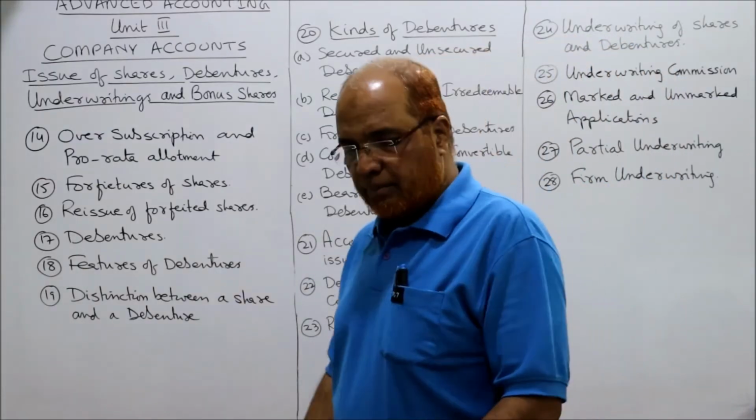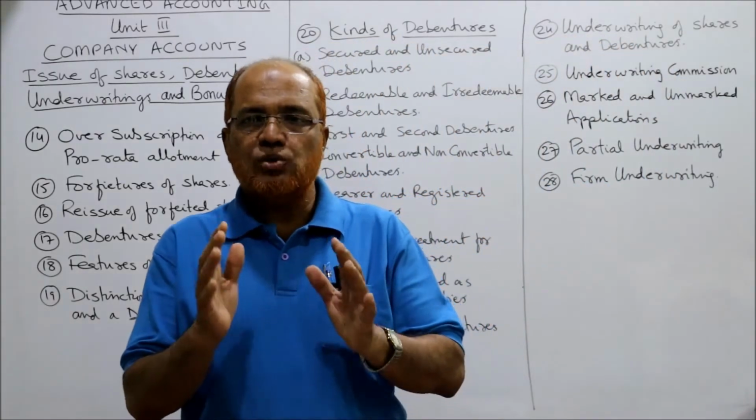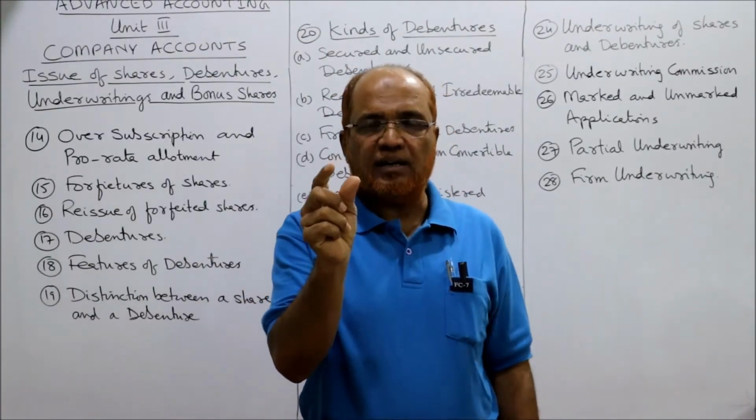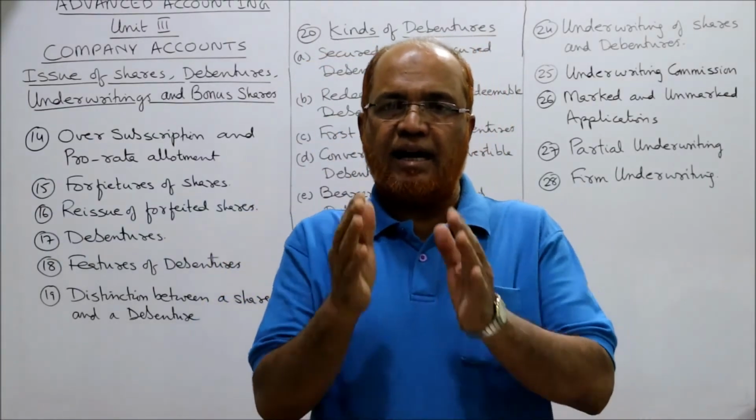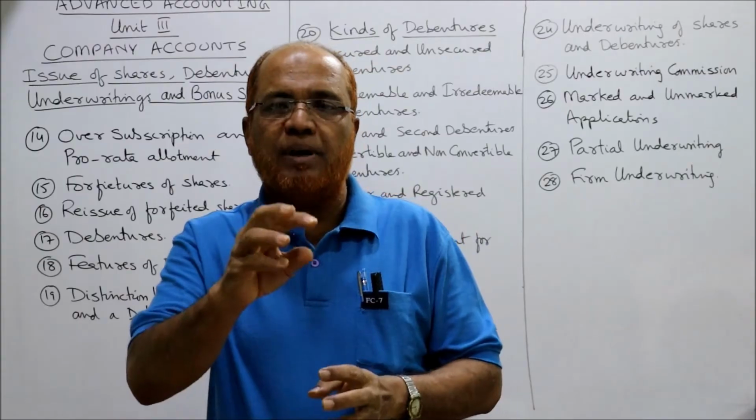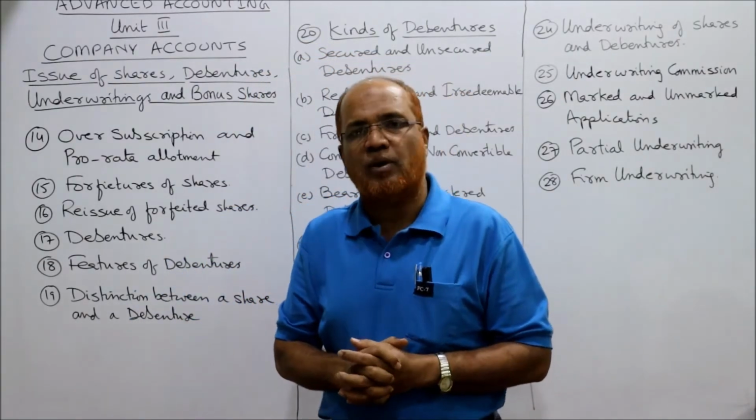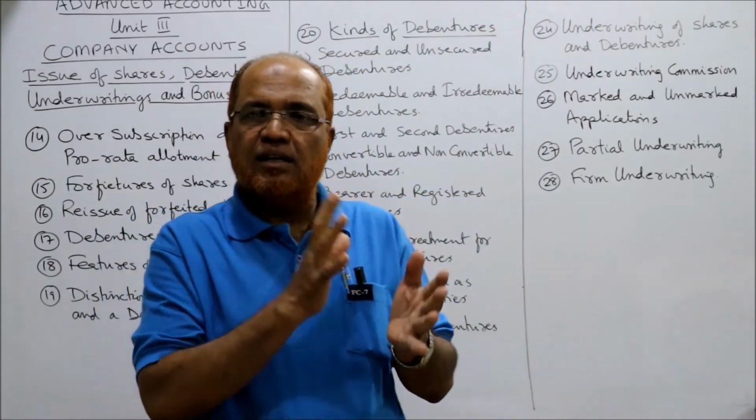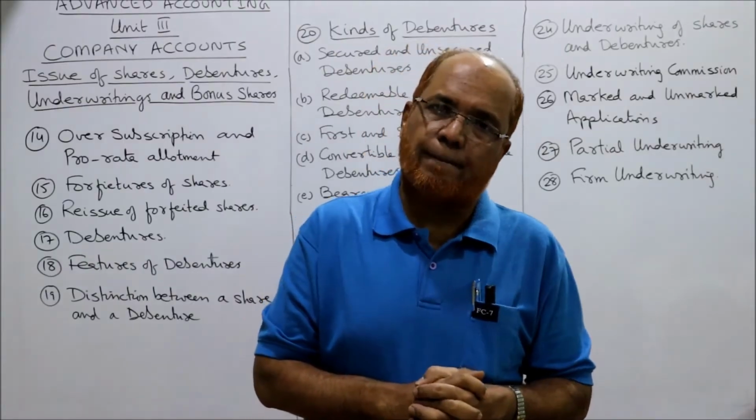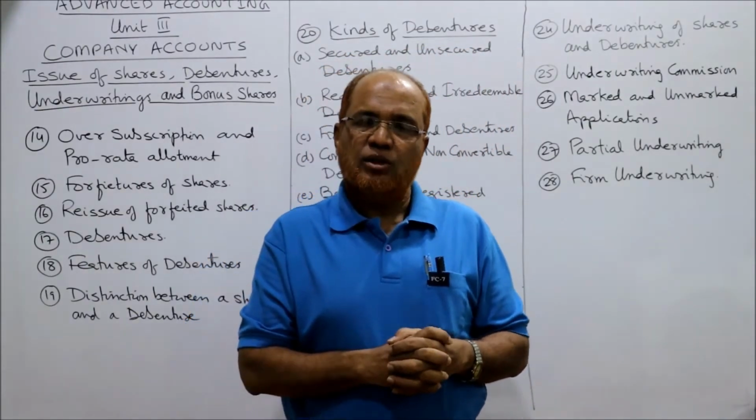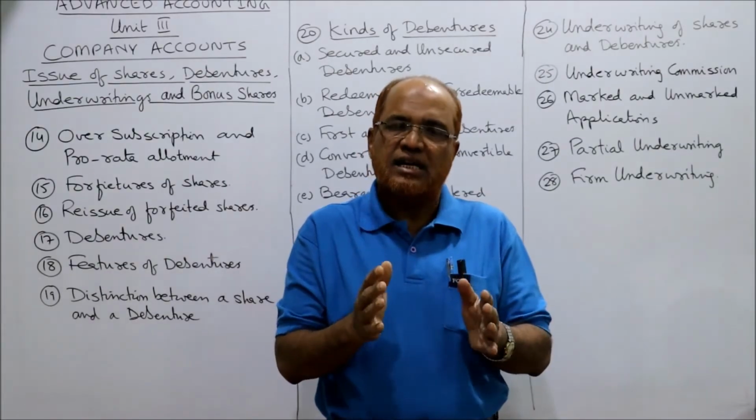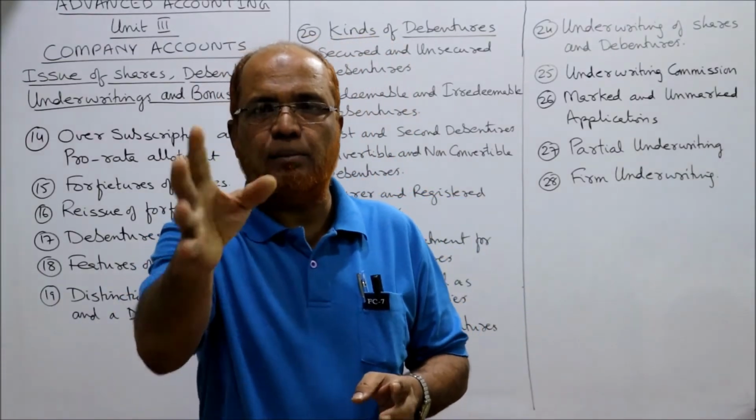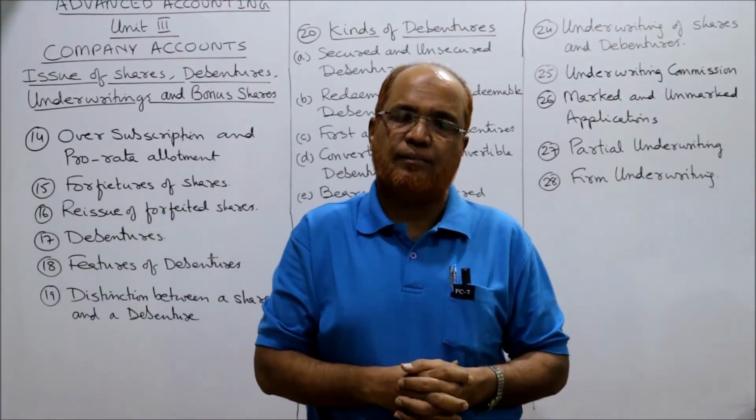Redeemable and irredeemable debentures. When the company issues debentures which has a specific time period, only during that time period the company will pay the interest. At the end of the expiry of the time period, the company will make repayment of the principal amount. It is called redeemable debentures. For example, company issues debentures stating that these debentures will be redeemed after 5 years. So till 5 years the debenture holders will get the interest. At the end of the 5th year, the debenture holder has to surrender back the debenture and the company will make the principal repayment. Redeemable debentures.